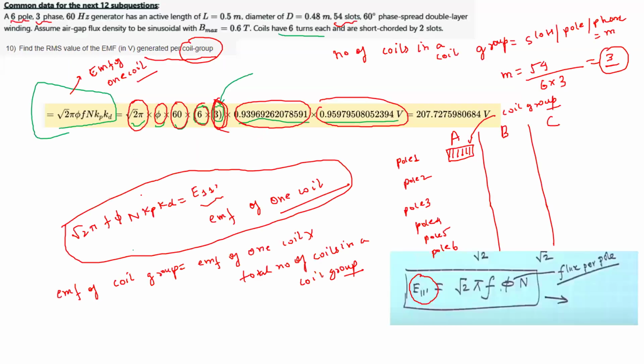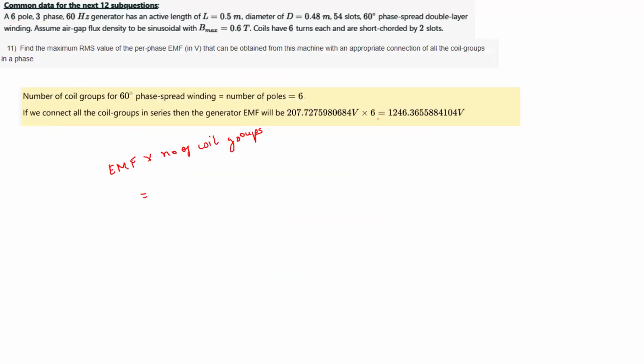So the EMF we have obtained from this question for one coil group, after multiplying the EMF of one coil with the number of coils in the coil group. So this is 3, so we multiplied 3 with the EMF of one coil, and we get the voltage in one coil group. And there are 6 coil groups, or 6 poles. So under each pole there is one coil group in one phase. So we are connecting all these coil groups in series to get the maximum EMF, which we did just now. If we connect all this in series, you have to multiply this voltage by 6. So you will get the maximum EMF.